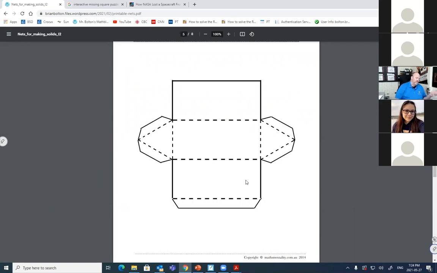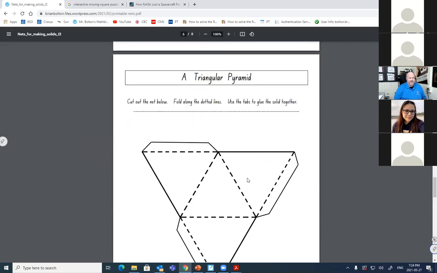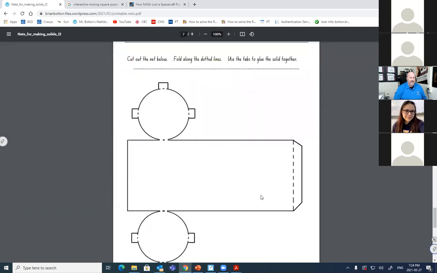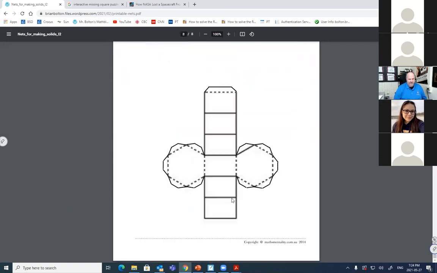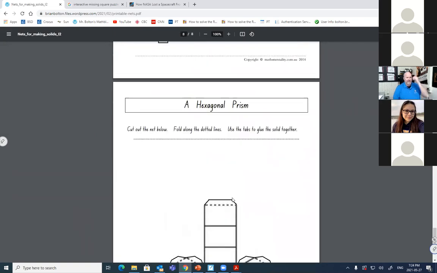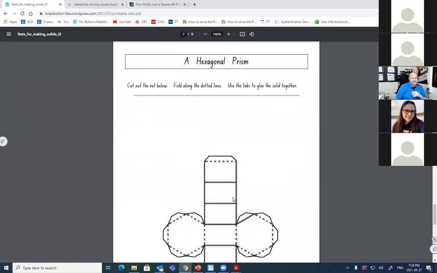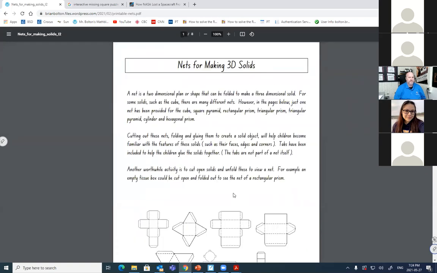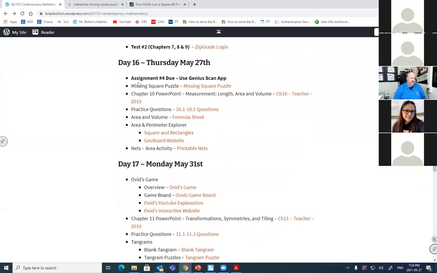And again, you could unfold them to show them area, right? A triangular pyramid, you can unfold it to show them area, because once you find the area of 1, you just multiply it by 4. And a cylinder, right? You can show them that one. And what was the last one? That one's kind of cool. A hexagonal prism. Okay. I just wanted to show you that. So those are on there for you guys to use if you ever need them.